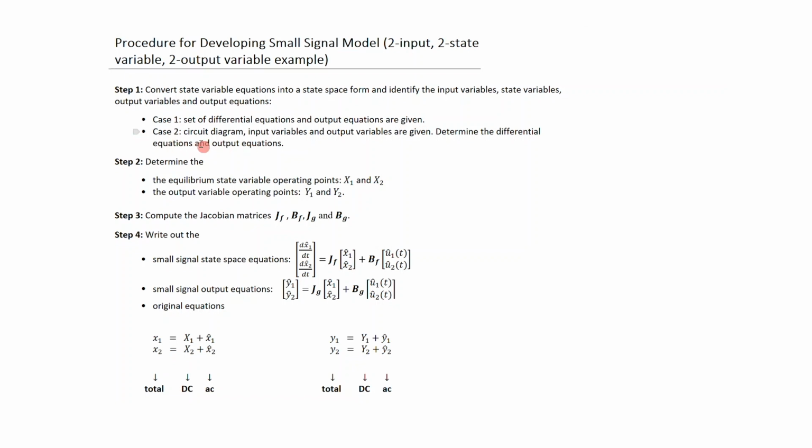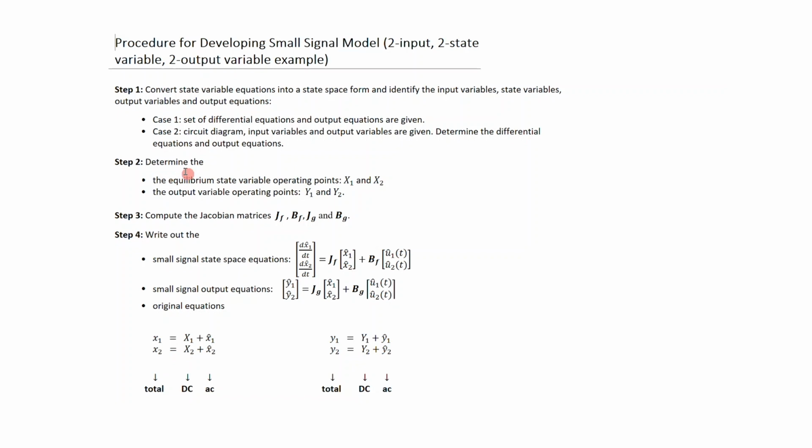The other possibility is a circuit diagram with input variables and output variables given, and what you need to do is, using the circuit diagram, determine the differential equations and the output equations. So this is an extra step that needs to be taken. This was an example that we had just discussed earlier, in terms of setting up the output equation and the state equation, but we did it for a single variable case.